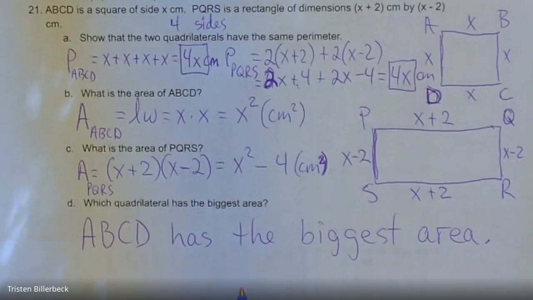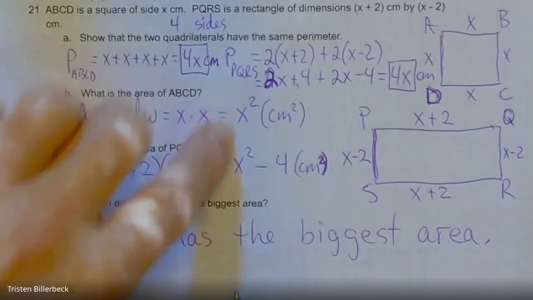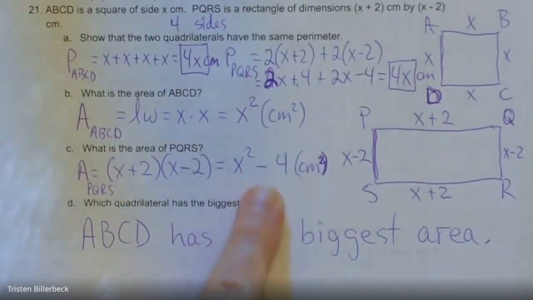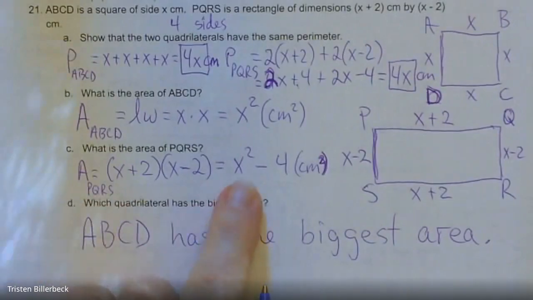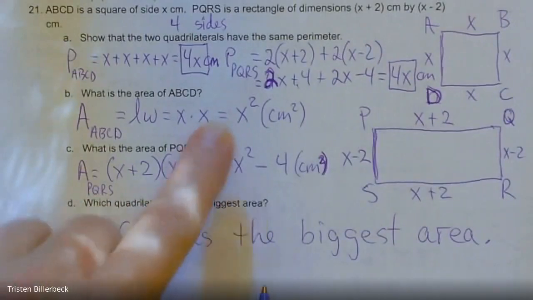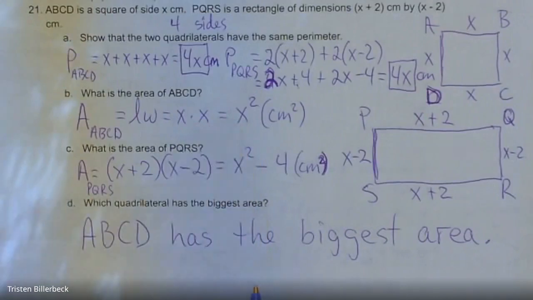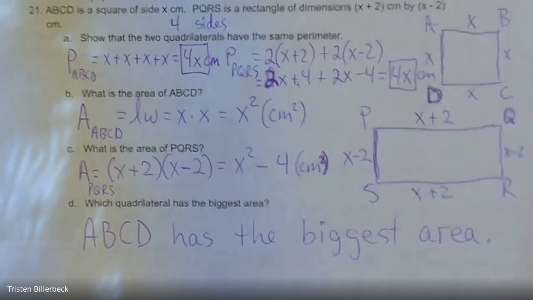Okay, because this is x squared, and this is also x squared, but then they're subtracting 4. So if you're subtracting something from the same thing, then whatever the area of whatever's been subtracted will be smaller than the original area. So that's what makes ABCD the biggest area.